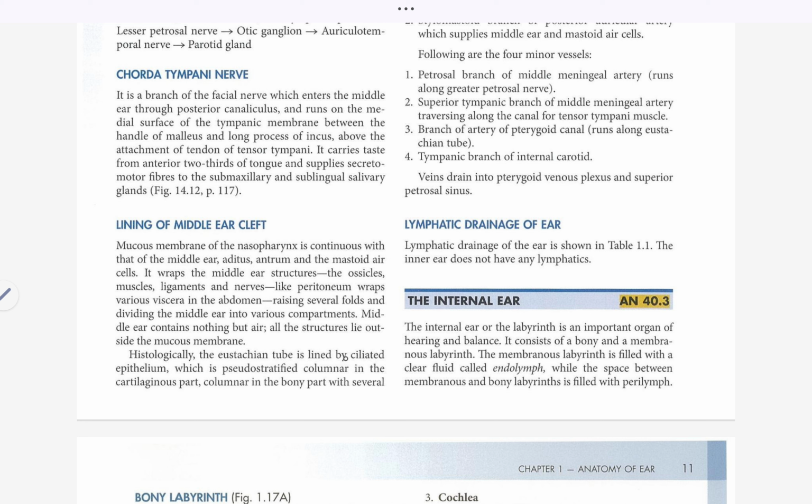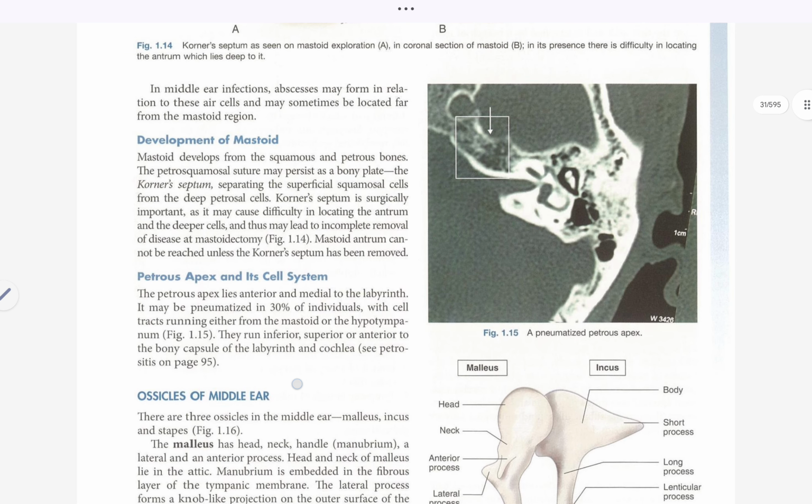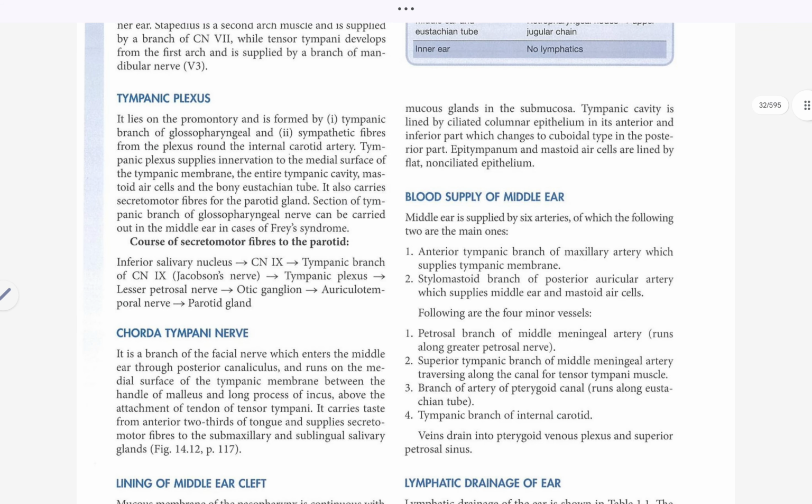Histologically, the Eustachian tube is lined by ciliated epithelium, which is pseudostratified columnar in cartilaginous part, columnar in the bony part with several mucus glands in the submucosa. Tympanic cavity is lined by ciliated columnar epithelium in its anterior and inferior part, which changes to cuboidal type in the posterior part. Epitympanum and mastoid air cells are lined by flat, non-ciliated epithelium.